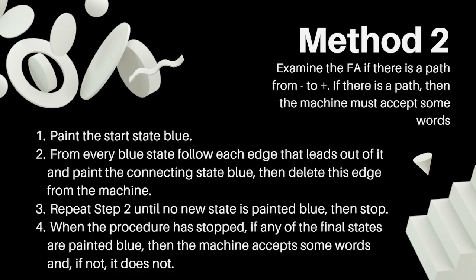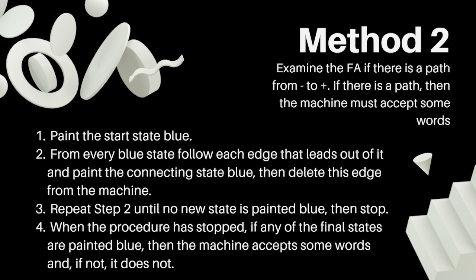Hello, I am Irene Jane Sabulao, and I will be continuing the presentation with Method 2, which is another approach to determine if a machine accepts any words. Method 2 involves examining the finite automaton to see if there is a path from the initial state to an accepting state. If such a path exists, then the machine must accept some words. Here's how Method 2 works.